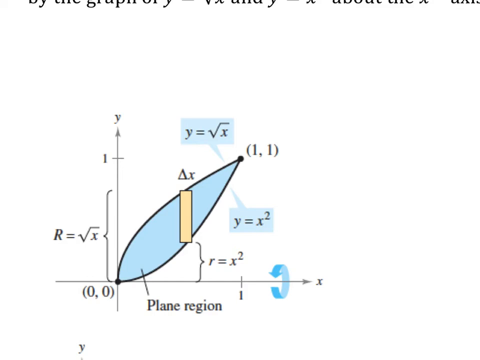So we need to know something about our graphs. Y equals the square root of x looks like this, right? And y equals x squared looks something like this. We're very familiar with that one. Those two intersect right here. Let me draw those back in. That might help. So there's y equals x squared, and that's y equals the square root of x.